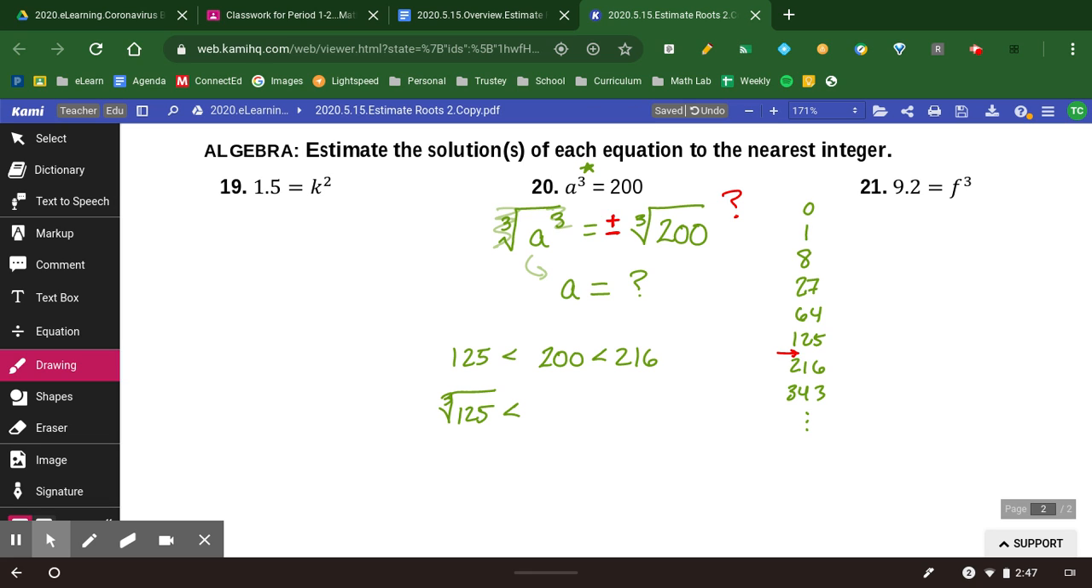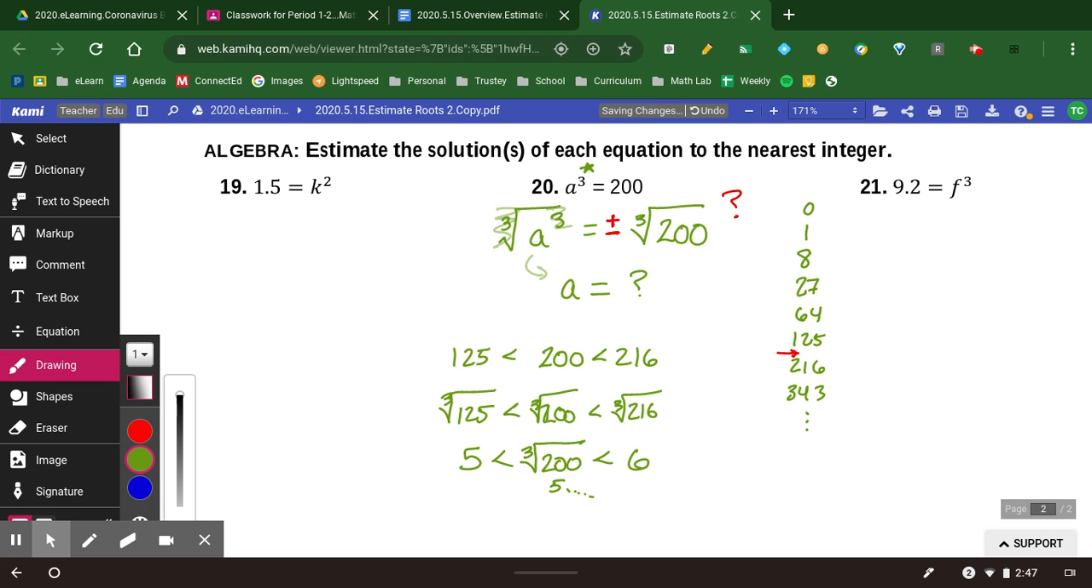Well, let's rewrite the inequality taking the cube or third root of each. And now you might realize why we chose those numbers. The cube root of 125 is 5. Cube root of 216 is 6. The cube root of 200, I don't know. It's something crazy, ugly, irrational. In fact, it's going to be 5 point something.